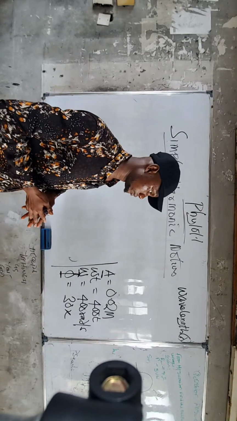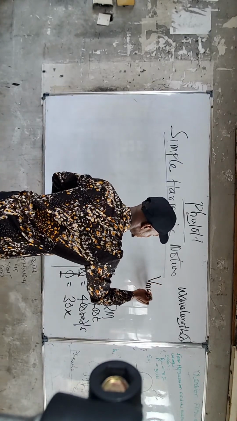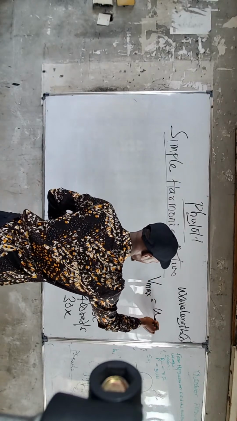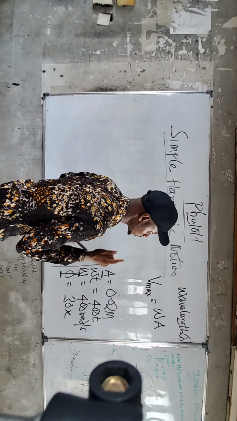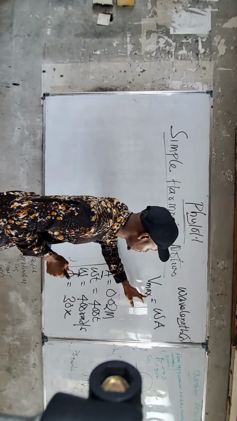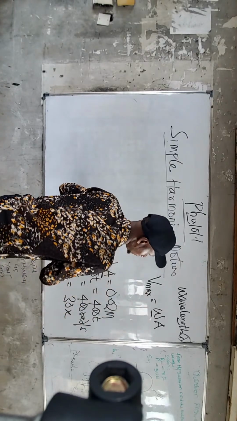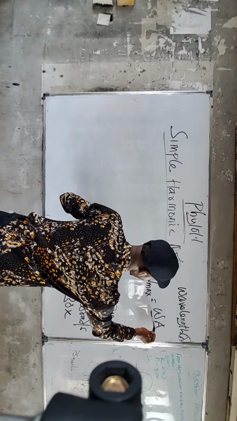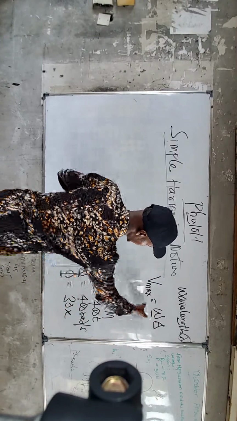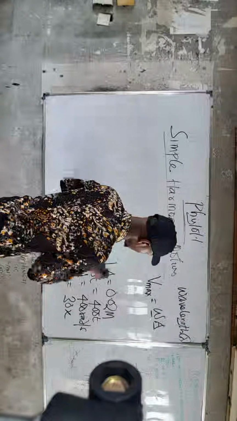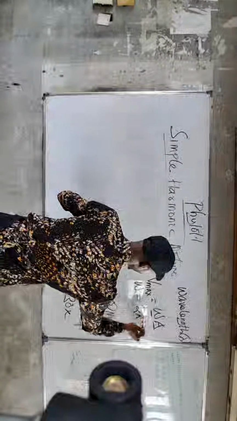maximum velocity. If you're asked to find maximum velocity, maximum velocity is equal to omega A. Please remember. Now that means if I'm looking for maximum velocity, the formula is omega A, where omega is angular velocity and A is amplitude. Okay. Now if I'm looking for frequency, omega is equal to 2 pi f.